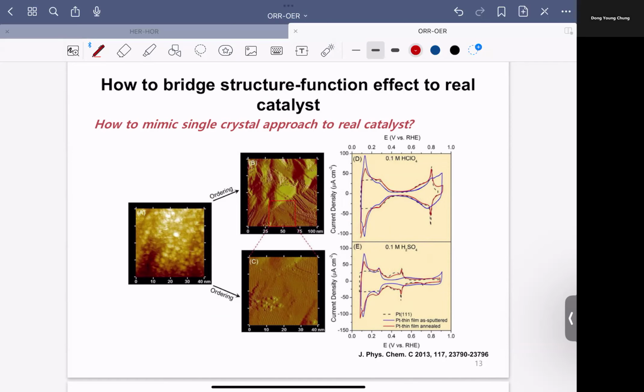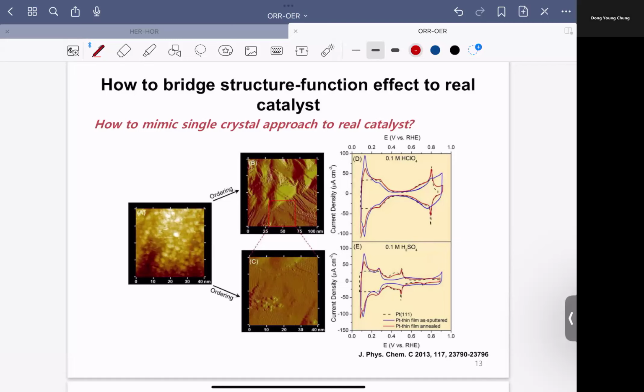So the remaining question is how to achieve this catalysis in the real world, because no one uses the single crystal as an application. The single crystal is a really good model system, but the surface area is really low. So we would like to mimic the idea we discussed for the single crystal in the real world system, right? This is how to bridge the structure-function effect to real catalysis.